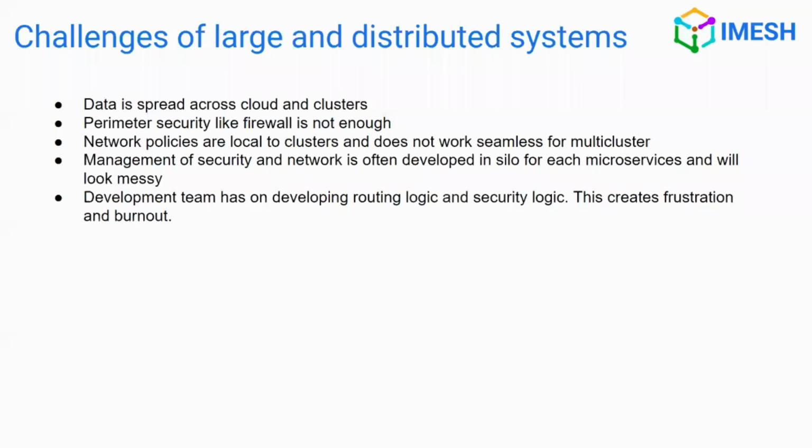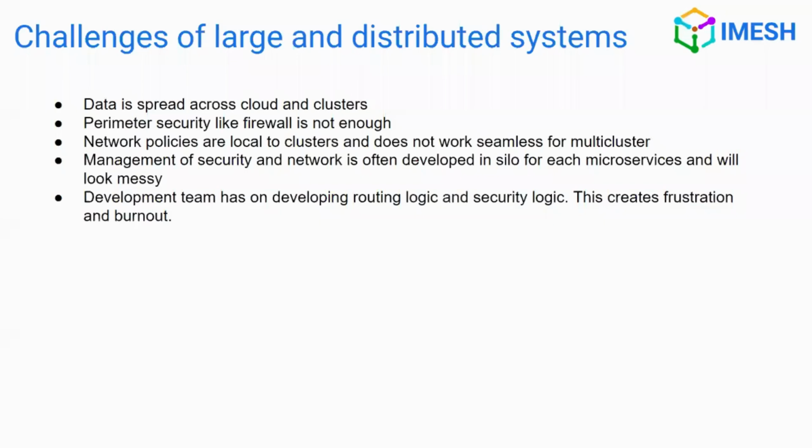So basically, if you want to jot down the challenges of this large and distributed system, these basically come down to this: data is spread across the cloud and across the cluster. So the perimeter security, like firewalls, is not enough, and the network policies that are defined are basically local to the clusters, and those do not work seamlessly for multi-cluster. Management of security and network is often developed local to each microservice, and it looks complicated.